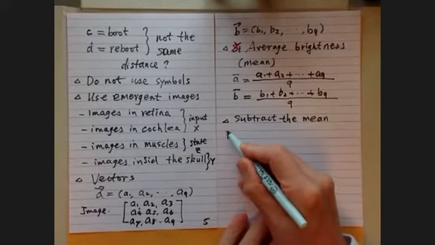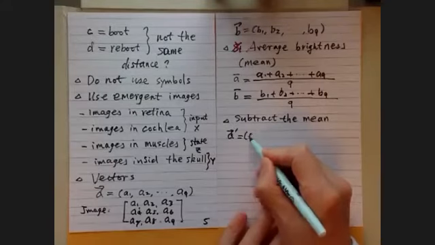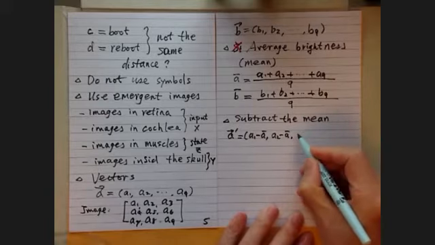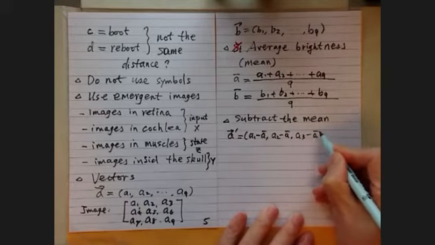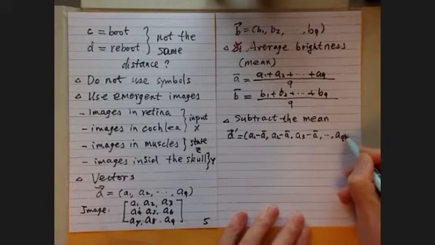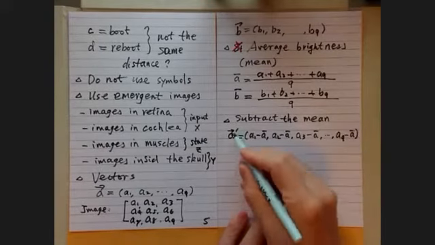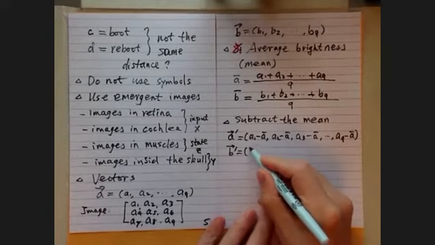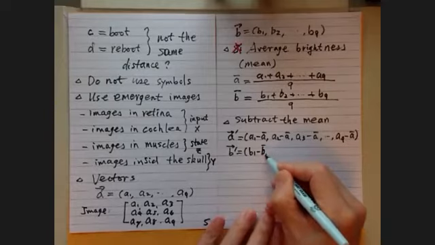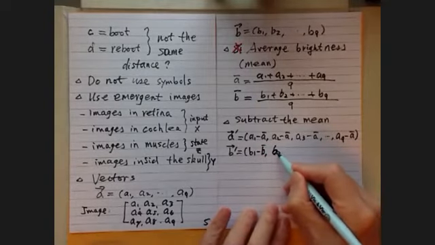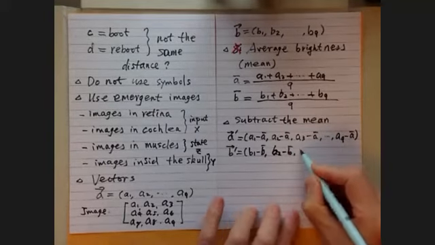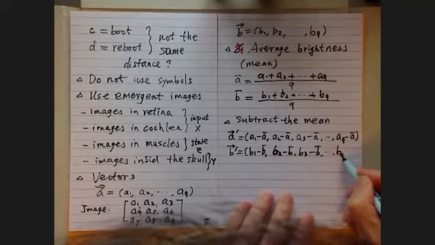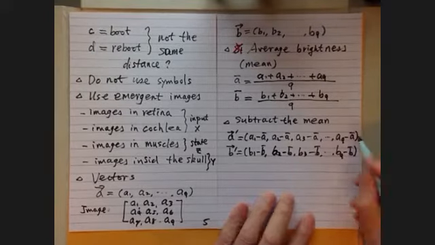I call A prime the subtracted-out vector: A1 minus A bar, A2 minus A bar, A3 minus A bar, up to A9 minus A bar. That's called prime. The B vector is also subtracted out: B1 minus B bar, B2 minus B bar, B3 minus B bar, up to B9 minus B bar. So each image gets the mean subtracted out.